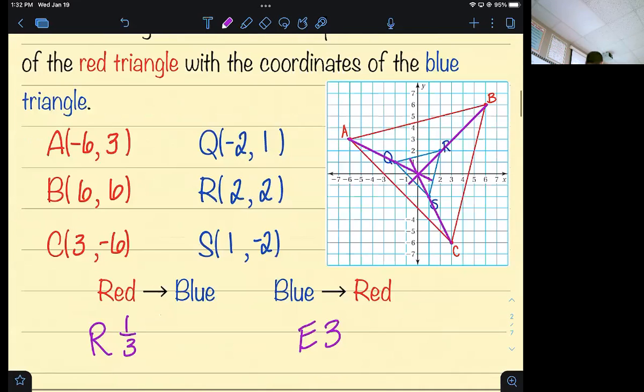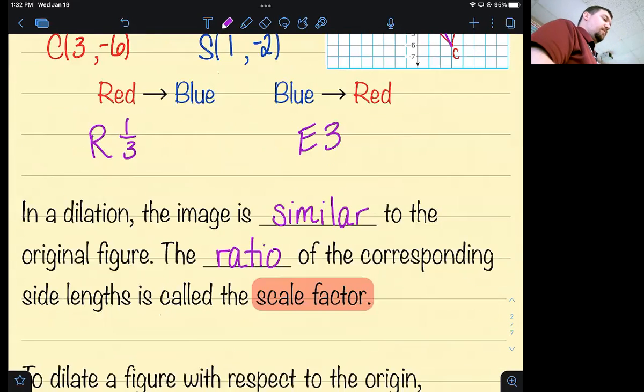So she noticed that -6 goes to -2, 6 goes to 2, and 3 goes to 1. She said it's being divided by 3, or we would say times by 1/3. And then Owen reversed that and said, if you go the other way, it's just being times by 3. That's right. Okay, so that's the ratio.